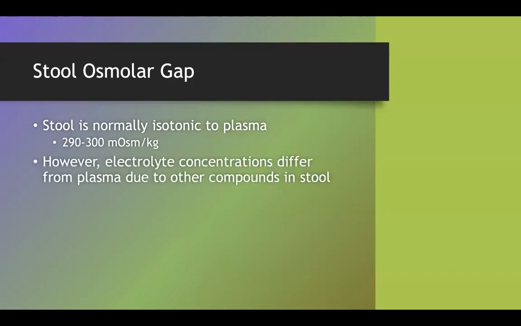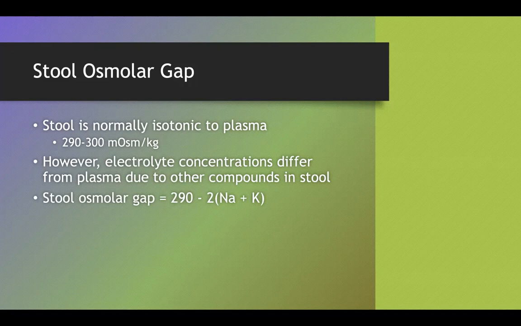With that said, just because it's isotonic, just because it has the exact same concentration globally as our plasma, the individual concentrations of electrolytes will differ quite significantly between our stool and our plasma. So what we can do is we can essentially estimate the amount of sodium and potassium that we would expect to see in normal stool and calculate the gap from that. So what do I mean by that?